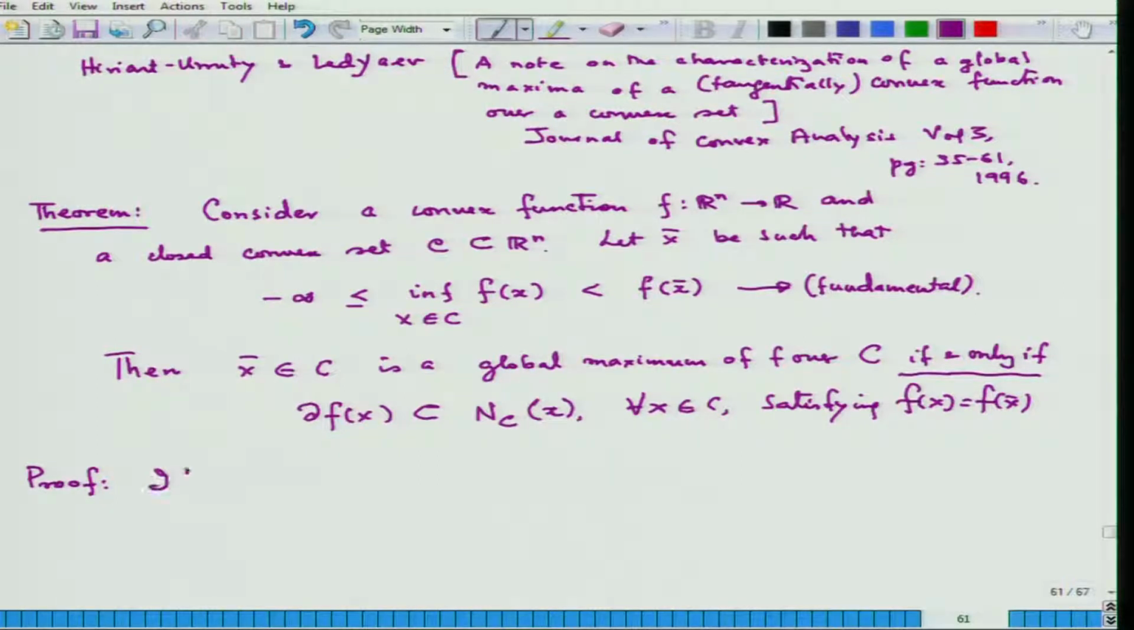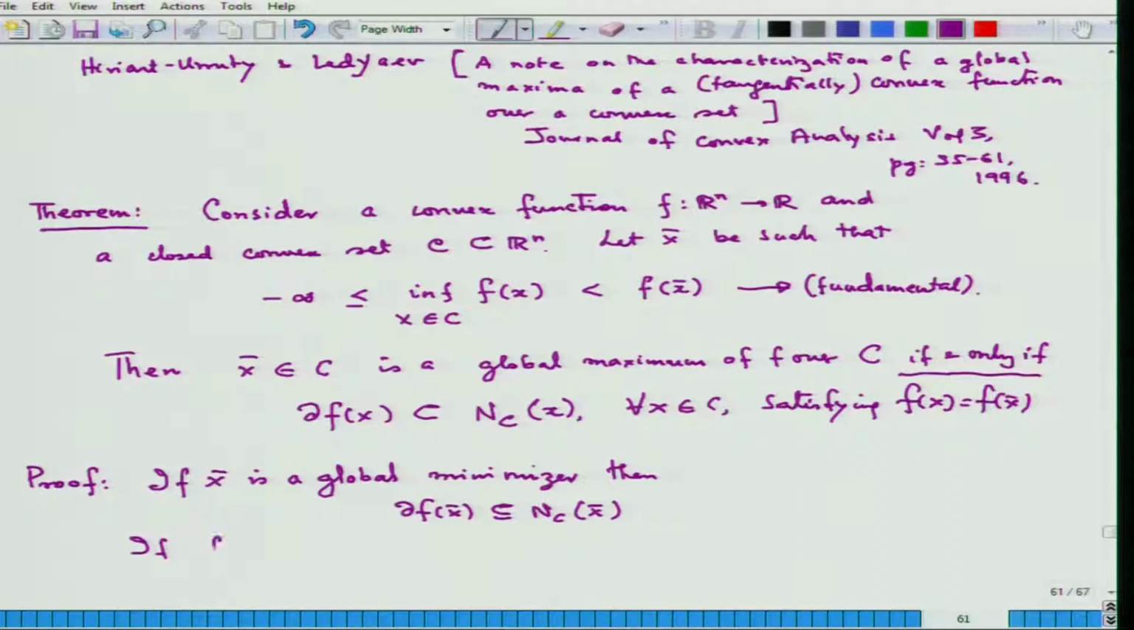So, if x bar is a global maximizer, of course, this condition is obviously true, unless the function is constant. Then what we have already proved is that del f(x bar) is a subset of N_C(x bar). So, if f(x) is equal to f(x bar), then for all such x, we will have, of course, x in C, x in C.